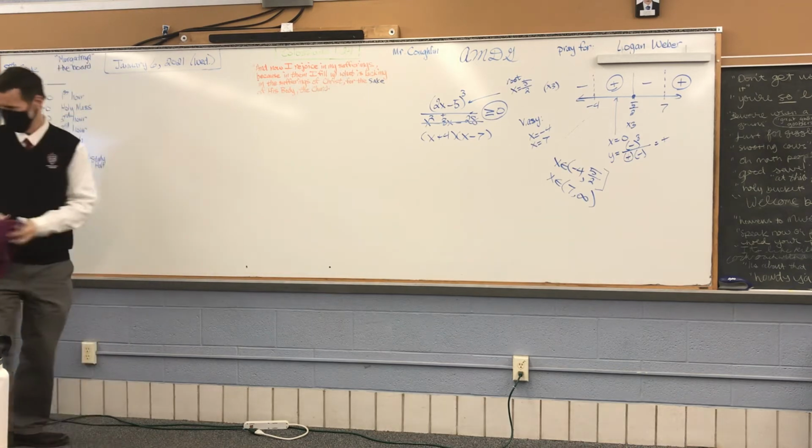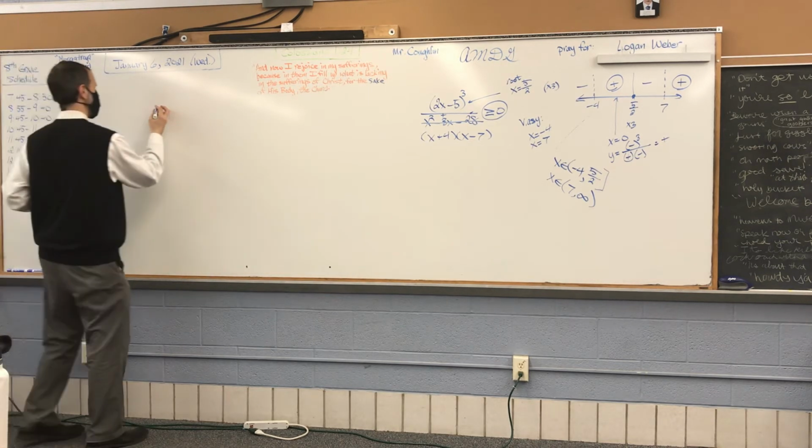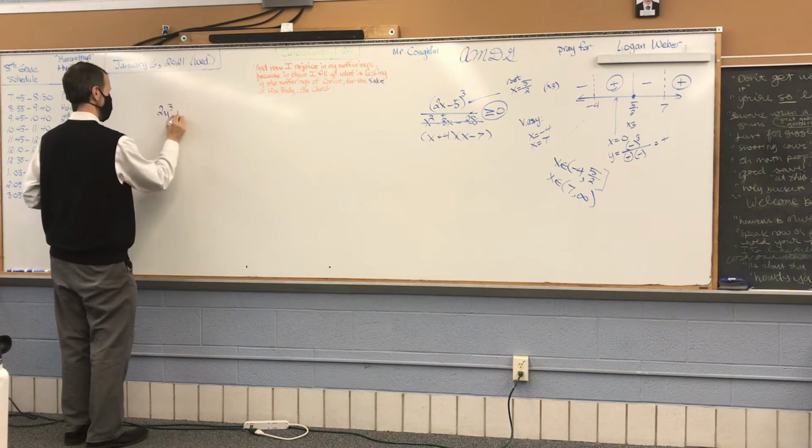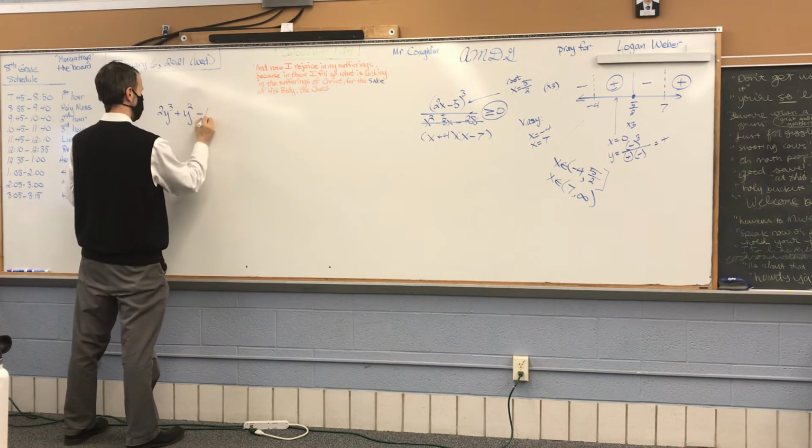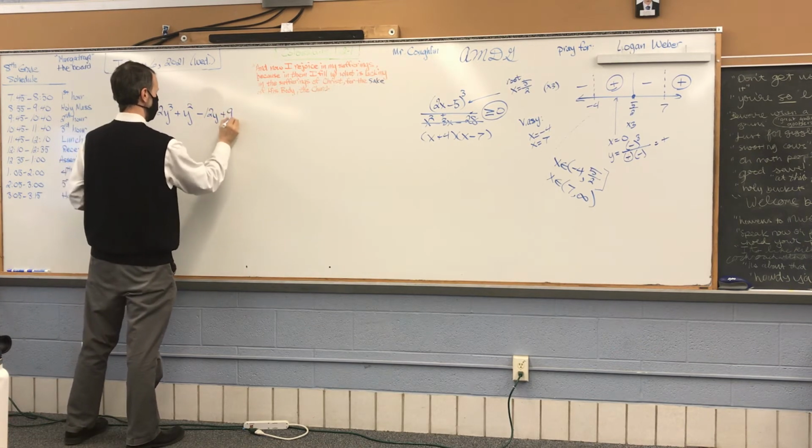All right, go for it. 2y cubed plus y squared minus 12y plus 9 is less than 0.